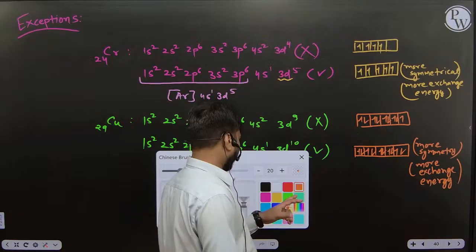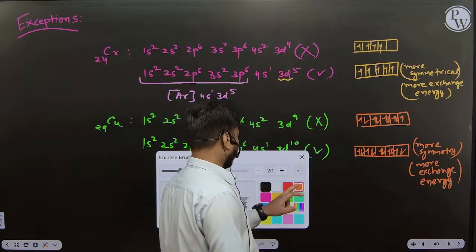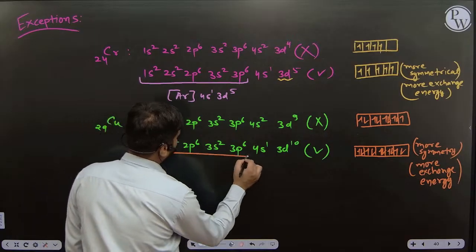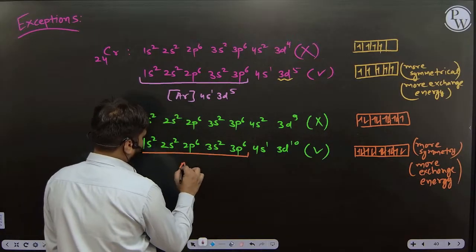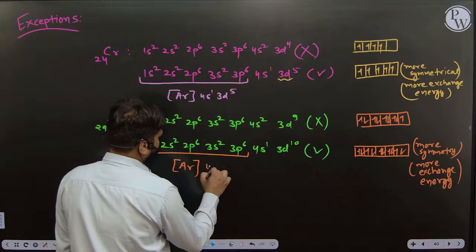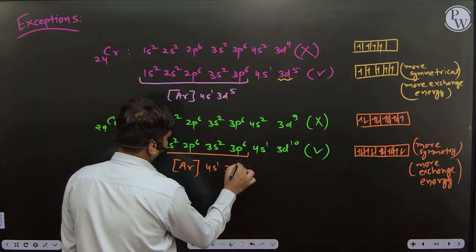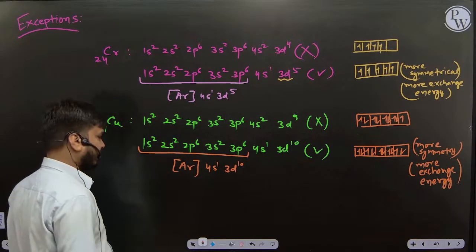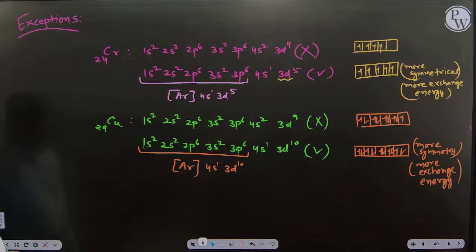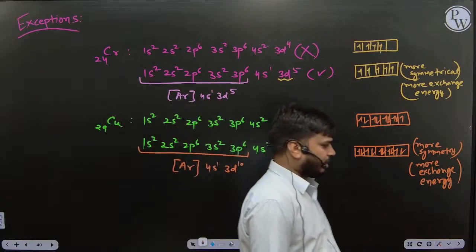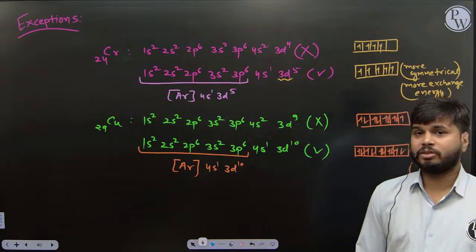Let me tell you a little bit one more thing. ठीक है ना, this electronic configuration can also be written in this fashion. We are having argon 4s1 and 3d10. So we can also write like this, in the short form. Okay, so this is enough talking about our chapter, which is structure of atom.